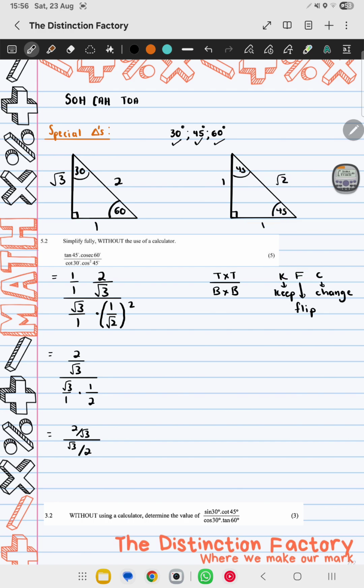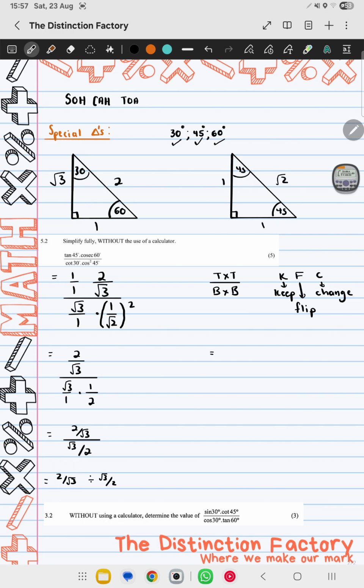If we're following the KFC method, it means that we have this top fraction, which is 2 over root of 3, being divided by the bottom fraction, which is root of 3 over 2. And now we can apply KFC. So I'll continue with this up here.